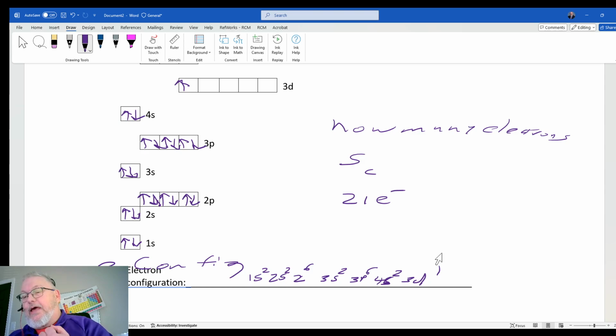Know that the S subshell can only have one orientation. It can only hold two electrons. The P's, there's three. The D's, there's five. And the F's are seven. So the P's can only have 6 electrons, the D's can only have 10, and the F's can only have 14. Just know what the N, the L, the ML, and the MS numbers are. What do these mean?